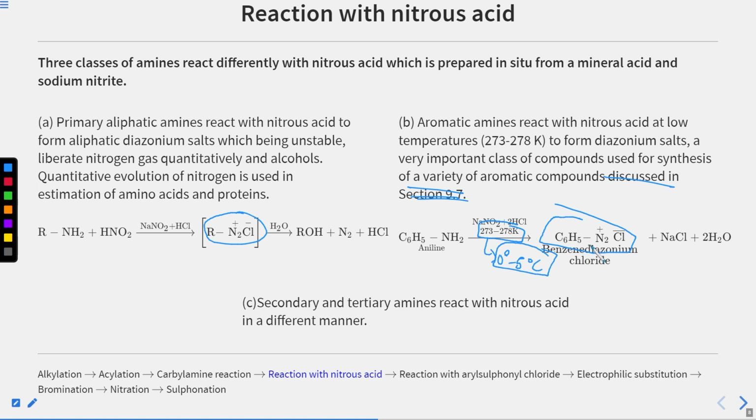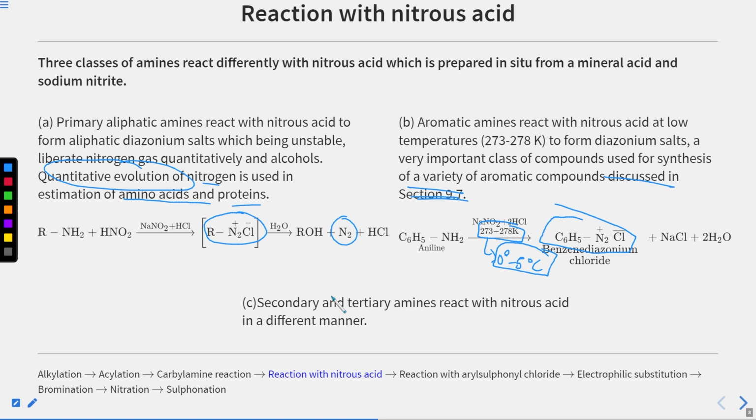Now the use of aromatic amine is quite common. But what is the use of aliphatic amine? What happens if we use aliphatic amine? This aliphatic amine reaction is often used for the quantitative analysis of nitrogen, for quantitative analysis of amino acids and proteins. Why? Because you can see in the reaction that nitrogen gas is released at the end. Now this nitrogen gas can be quantitatively calculated or estimated, and the quantitative evolution of the nitrogen gas can be used to estimate the number of amino acids present here.